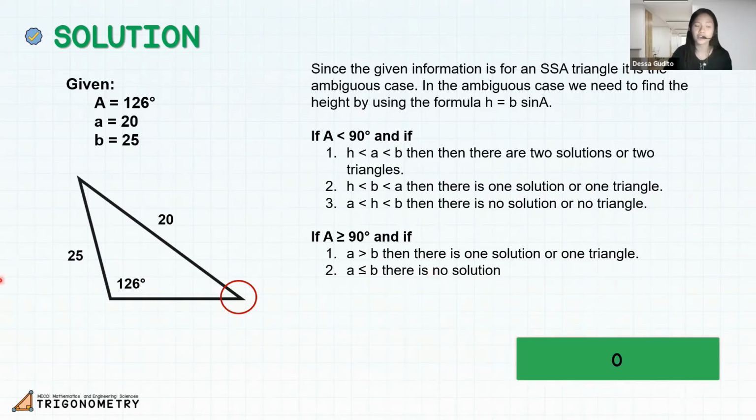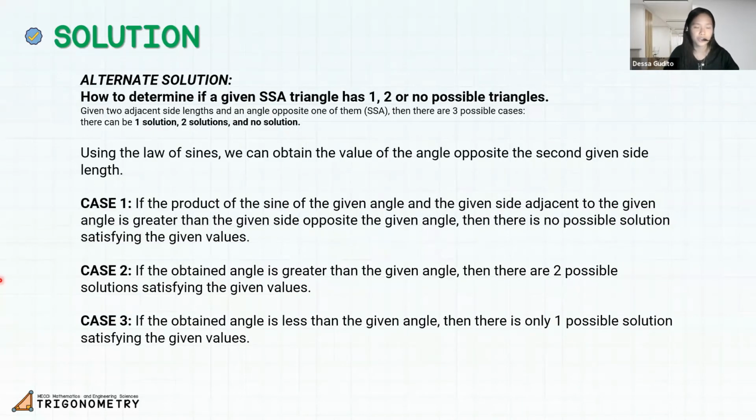So there is also an alternate solution for this one. This is how we can determine if a given SSA triangle has one, two, or no possible triangles at all. We also need to take note that in these types of problems, you only have three choices. In the choices we have, there was a choice that has three as an answer. Therefore, we can already eliminate three as a possible answer to this kind of problem since we can only get one, two, or no possible triangles as the answer.